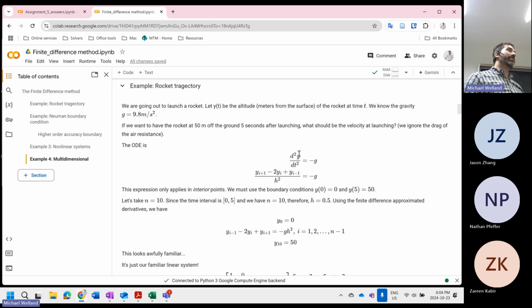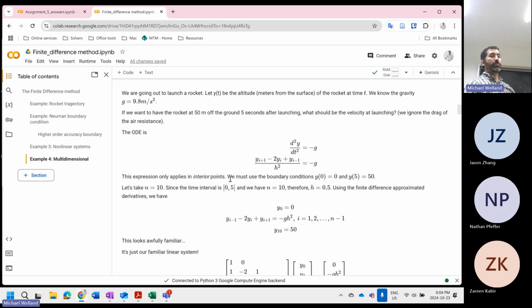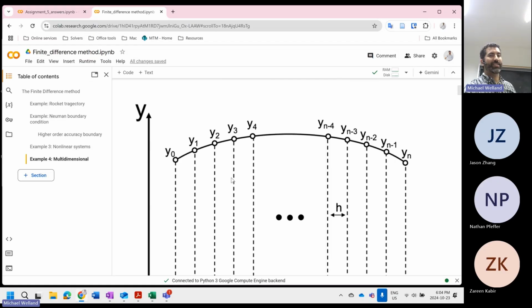Let's write this in terms of our finite difference. So here's where the magic starts, right? We get a second derivative. You can refer back to that table if you want, or you can just memorize it. It's not that hard. Or just ask Gemini to do it. And this is what you get. This expression only applies to the interior points, because it's a central difference, so it only really makes sense to talk about it for y1, y2, y3, y4, not for y0, because there is nothing on the other side.